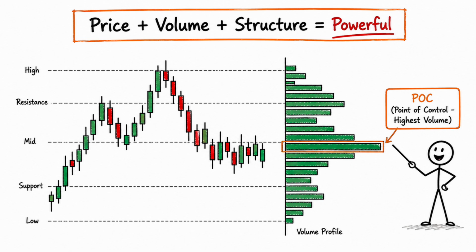One important reference is the point of control, or POC. This is the price level with the highest traded volume within the selected range. Volume can also become interesting when you see an unusually large spike but relatively little price progress. That can suggest heavy two-sided activity or absorption. But remember, volume doesn't tell you everything. Price plus volume plus structure is much more useful than volume alone.